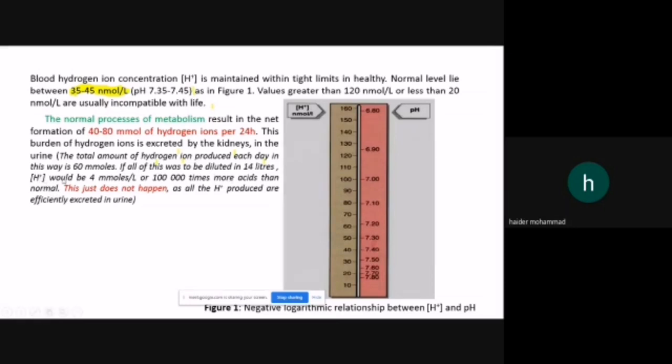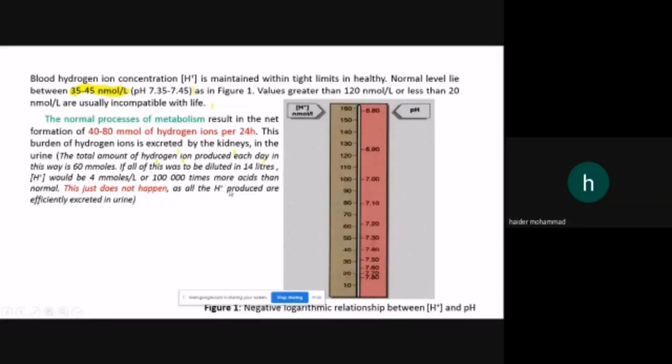Hydrogen ion concentration would be 4 millimoles per liter. This is very big, a high concentration, reaching 100,000 times more acid than normal. So how does the body reduce or remove this amount every day? This does not happen.